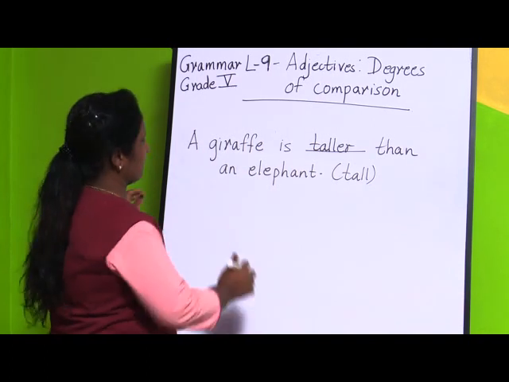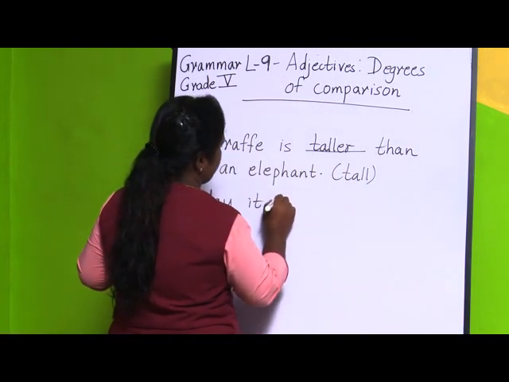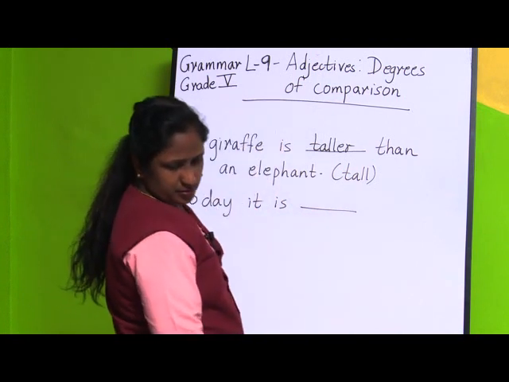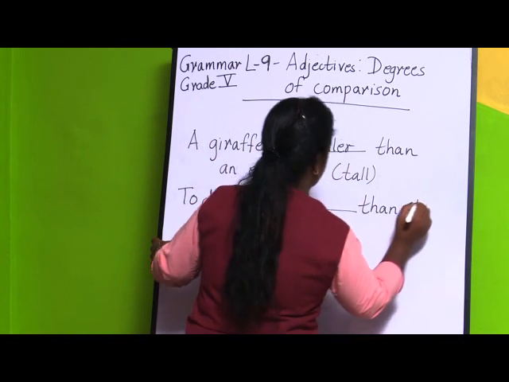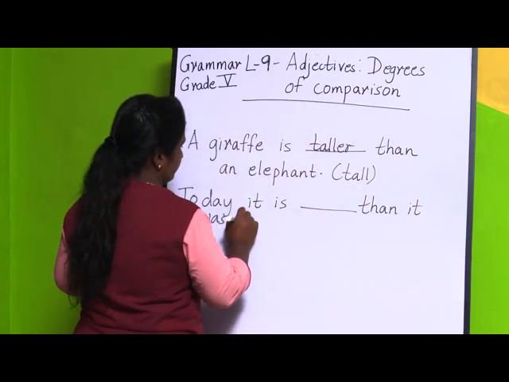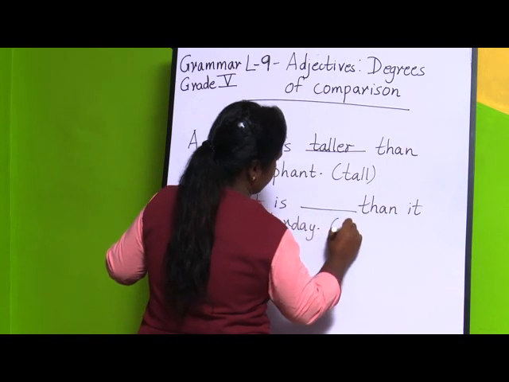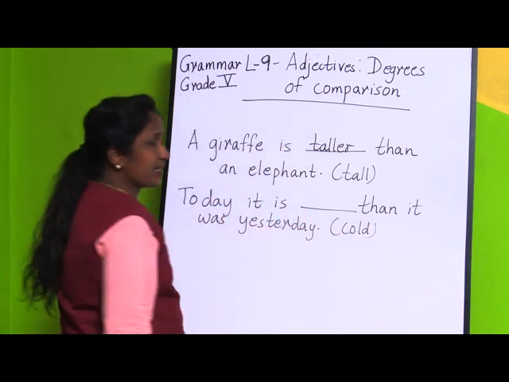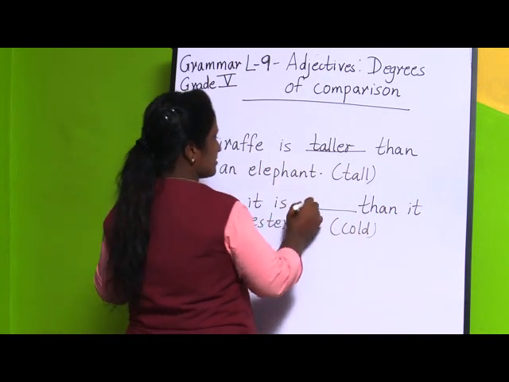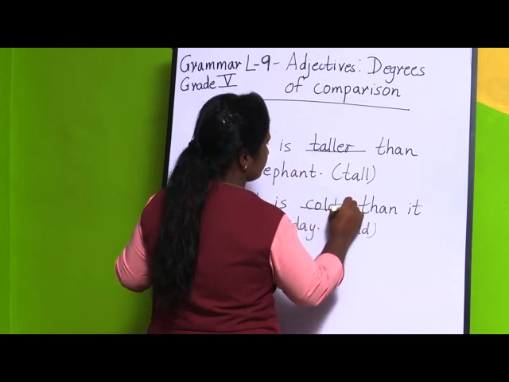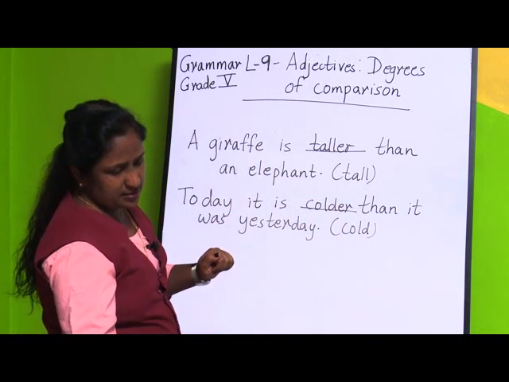If you take the third one, today it is dash than it was yesterday, and the word they have given in the bracket is cold. If you see the word than over here, you are going to add er. Why? Because it is comparative degree. Today it is colder than it was yesterday.